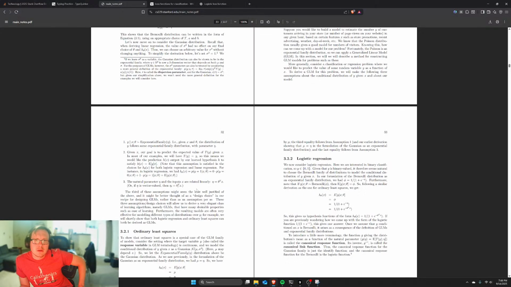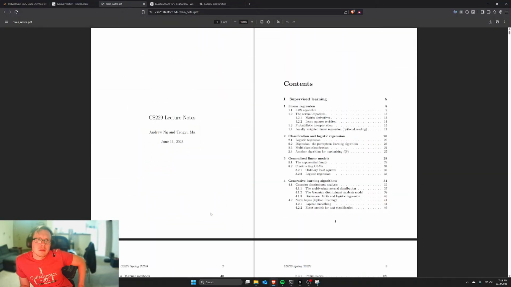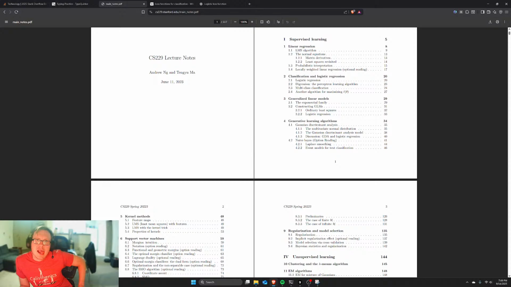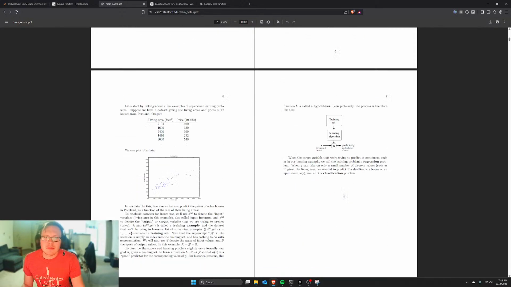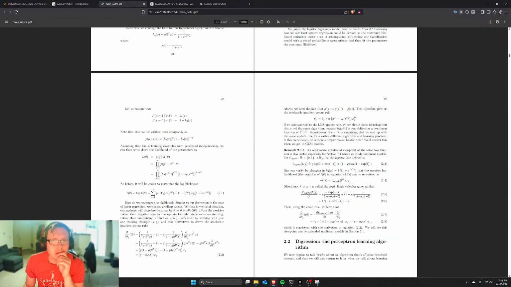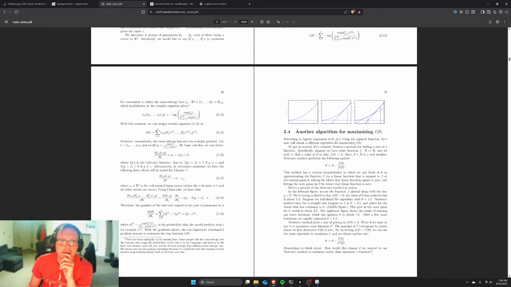Is that the right one? I thought it didn't jump to. Am I misremembering this? I thought it went to softmax. Oh, sorry, it did. I just skipped over it because I'm a big dummy.